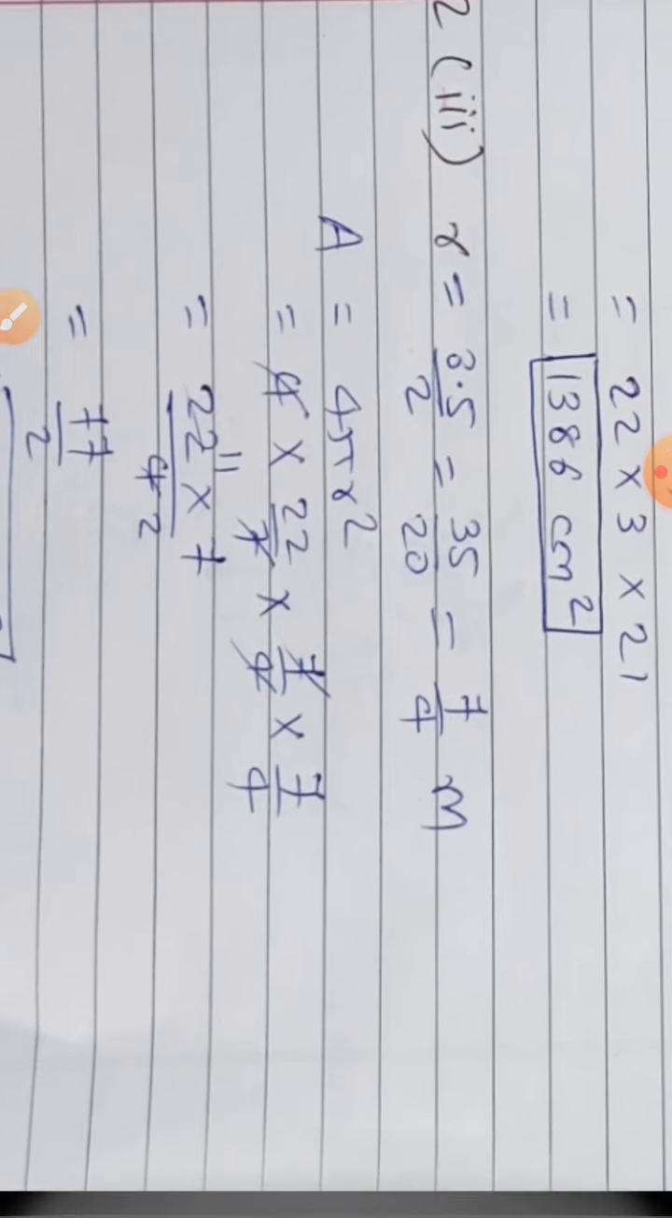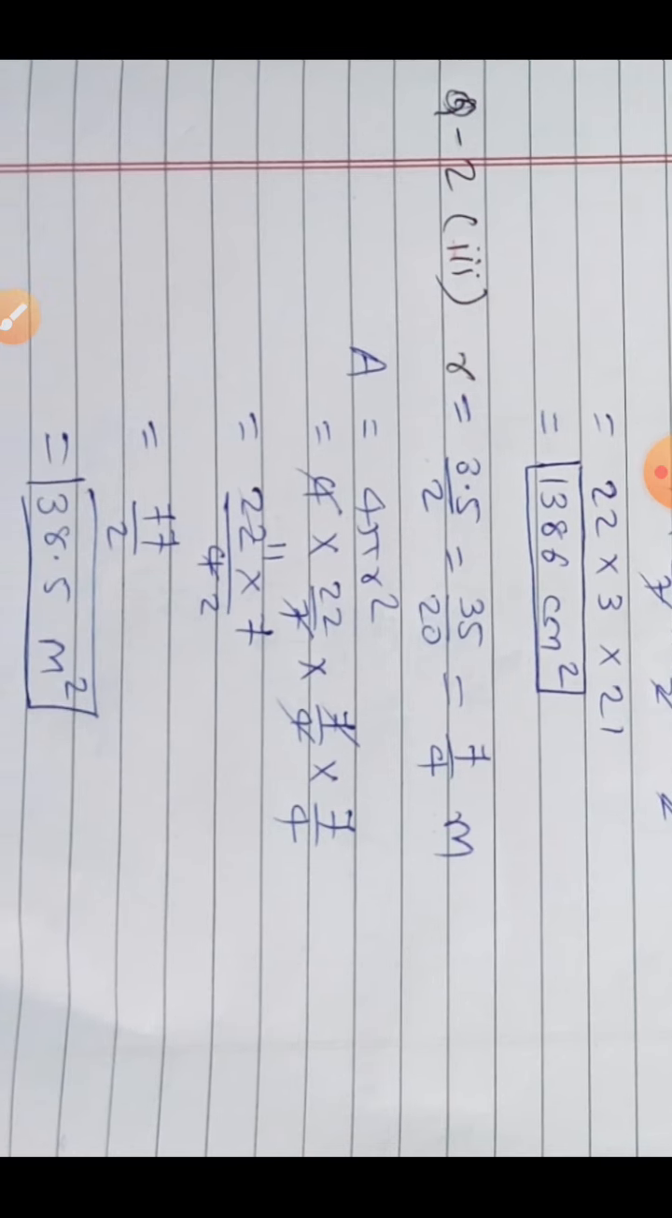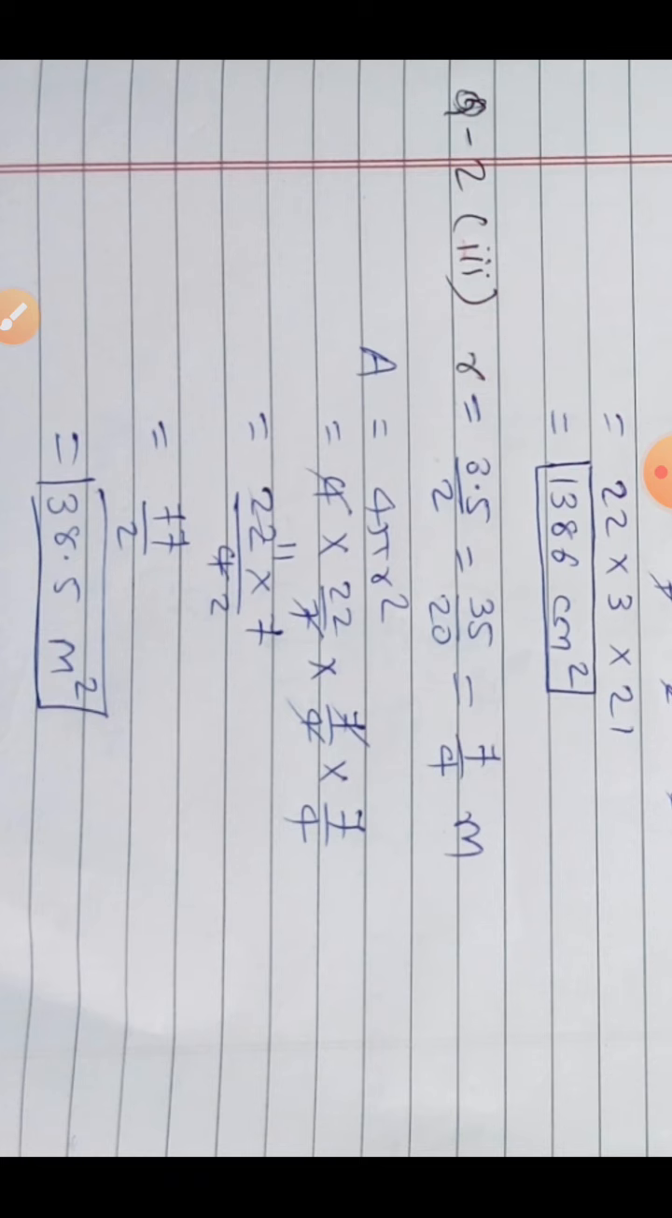Look there, I just cancel at the first step, whatever can be cancelled directly. Then in the next step I again cancel something. 22 and 4 both are even numbers, so I cancel them by 2. Now whatever is left, 77, 11 sevens are 77, divided by 2. Okay, the final answer should be in decimal form.